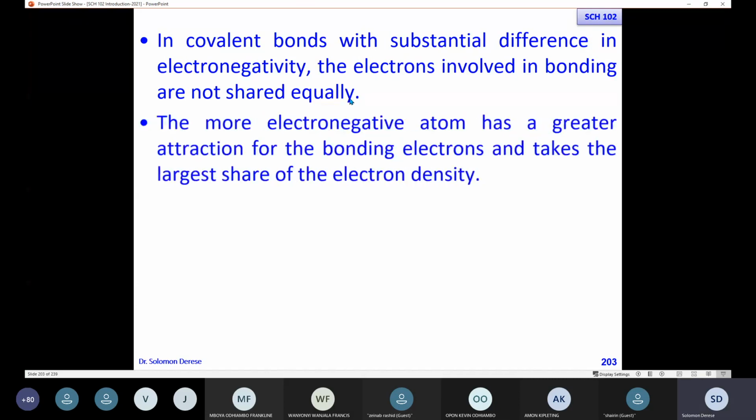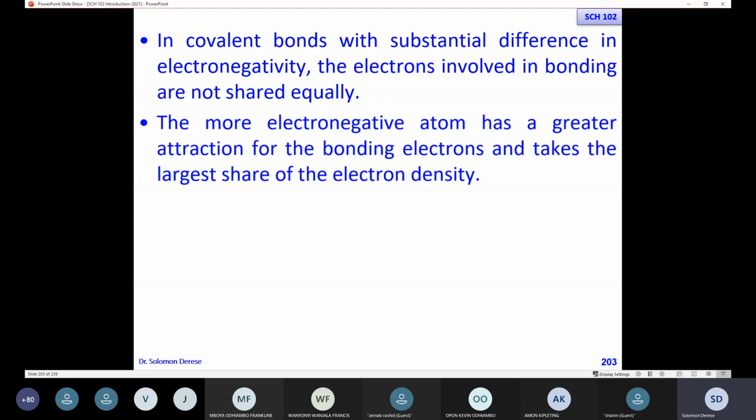The more electronegative atom will have a greater attraction for the bonding electrons and therefore takes the larger share of the electron density. For example, if you have a chemical bond between hydrogen and fluorine, fluorine has an electronegativity of 4. Hydrogen has an electronegativity of 2.1, 2.2. 4 minus 2.2, or 2.1, is about 1.8, which is a significant difference.